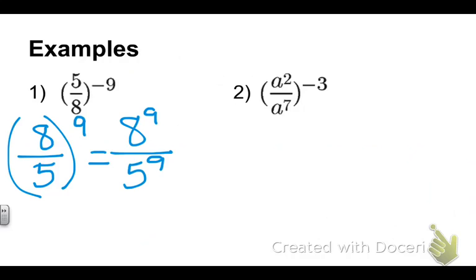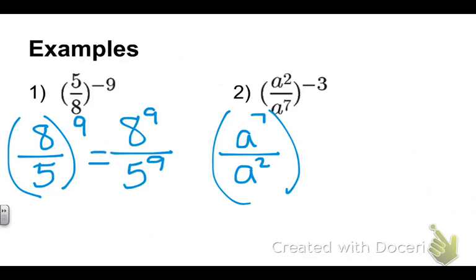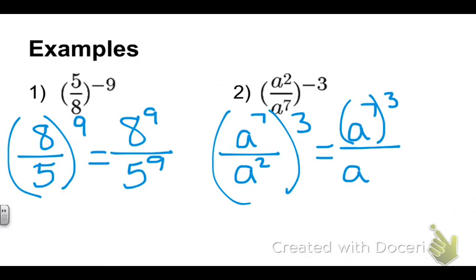Same thing. A squared over a to the 7th, all to the negative 3rd. Cannot have that negative power. So the very first thing is flip it. Do the reciprocal. It's going to be a to the 7th over a squared. By changing to the reciprocal, I now have a positive exponent instead of a negative. And now, a to the 7th power, raised to the 3rd power, all over a squared raised to the 3rd power. And again, a power to a power, multiply.